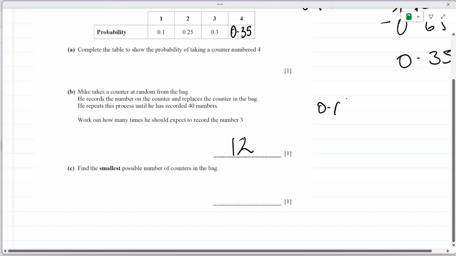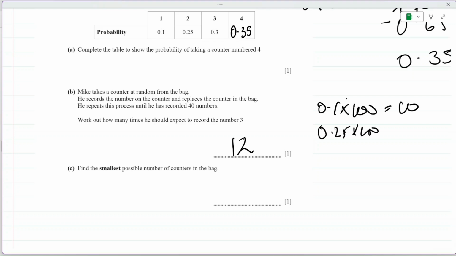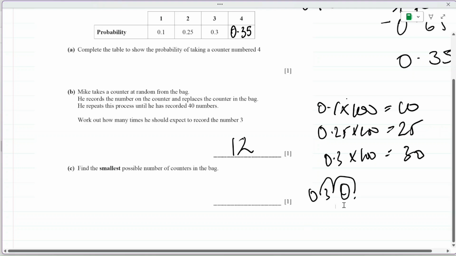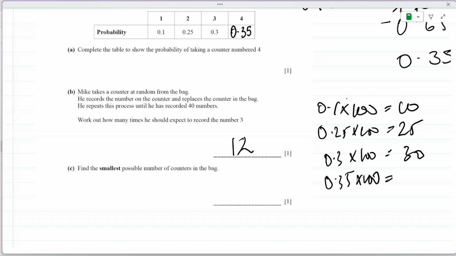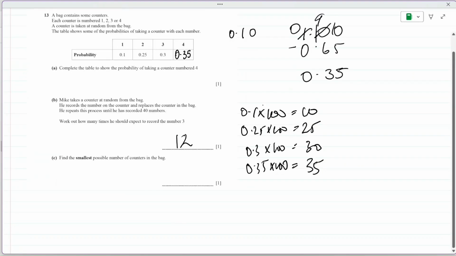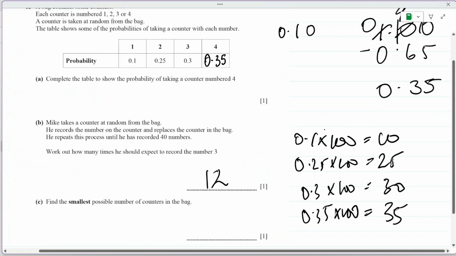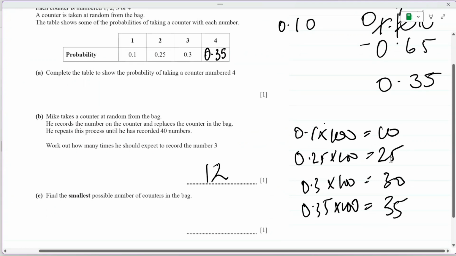So we go with 0.1 and multiply it by 100. That gives us 10. We have 0.25 times 100. That gives us 25. We have 0.3 times 100 is 30. 0.3 times 100 makes the decimal move twice, 1 and 2. In between the movement, you put a 0 inside. That's how you get your 30. And the last one is 0.35 times 100. That gives you 35. From counter 1 to counter 4, you can have them like this. Counter 1 is 10, counter 2 is 25, counter 3 is 30, and counter 4 is 35.